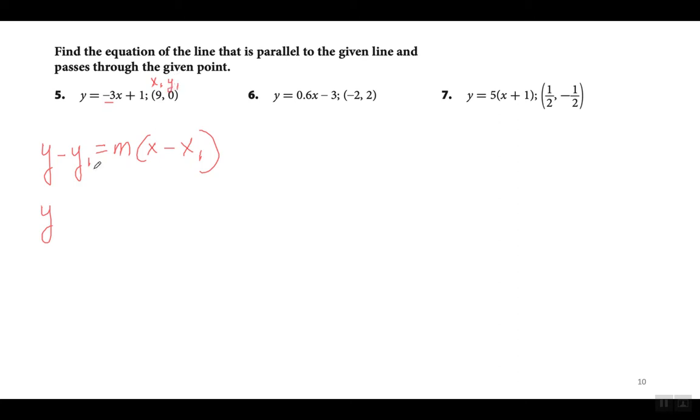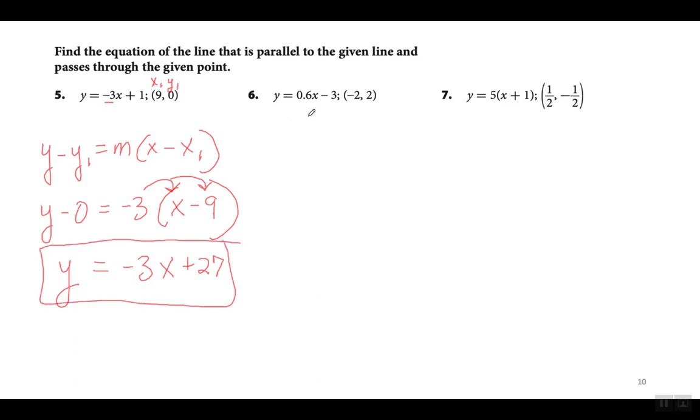Okay, lo voy a hacer rápido este ejemplo. Alright, so y minus 0 equals negative 3x minus 9. Look how fast. Now just distribute, and y minus 0 is y. Negative 3 times x is negative 3x. Negative 3 times negative 9 is positive 27. Boom. Done.